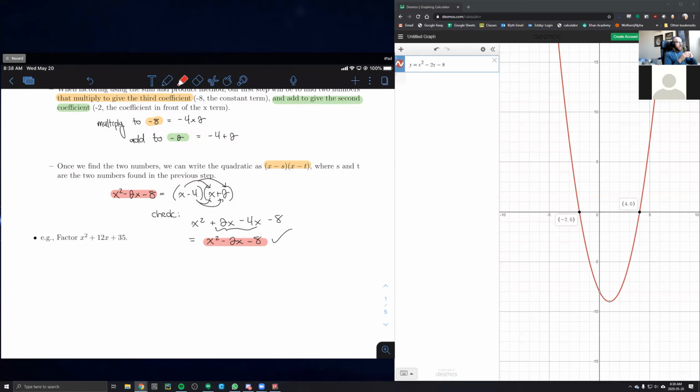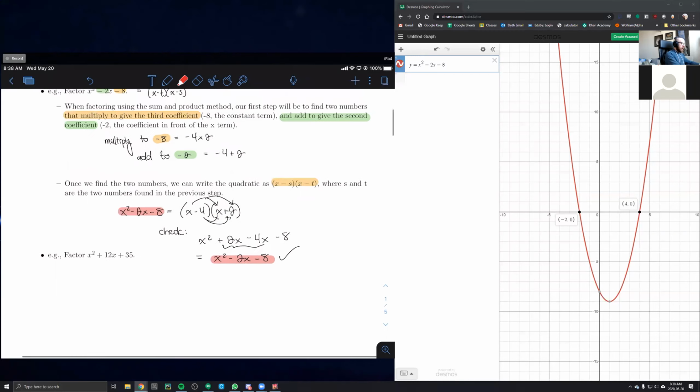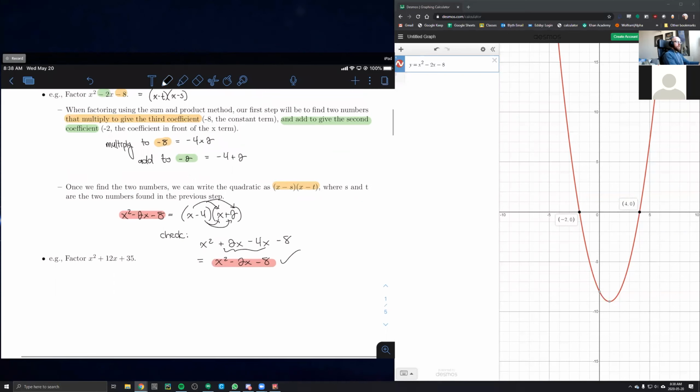And that's it. That is factoring via the sum and product method. Does anyone have any questions on the sum and product method? Okay, cool. It's a lot of pattern matching, right? I would say the operation is not too tricky. But yeah, you just have to identify the pattern and then just sort of apply the pattern. It doesn't get much more challenging than that.